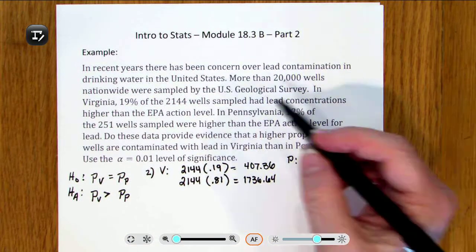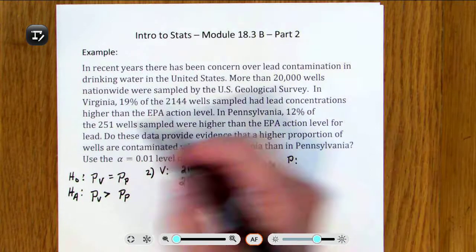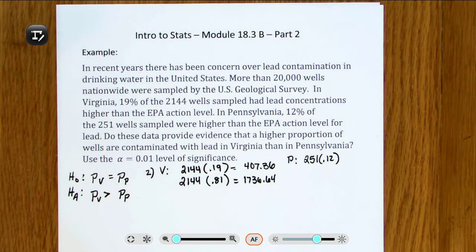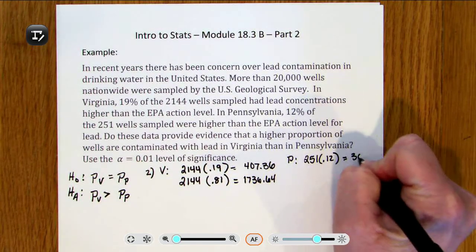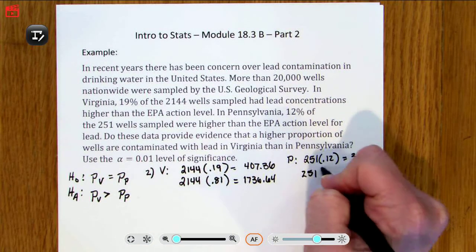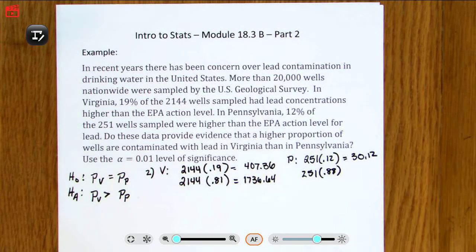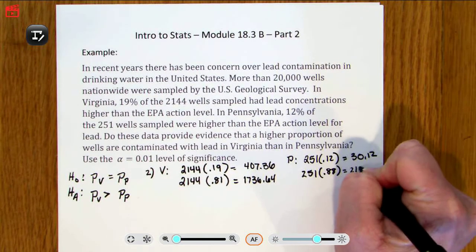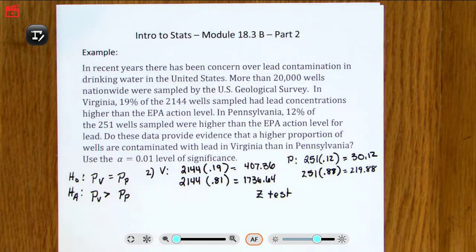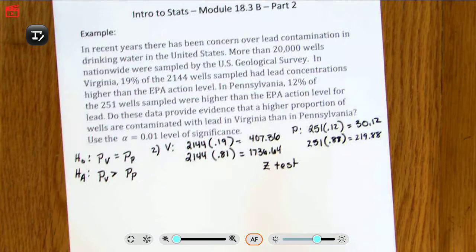Again, both numbers are way larger than 10. For Pennsylvania, we had 251 of our wells, multiplying that by 0.12, so 251 times 0.12 gives me 30.12. And if I take that 251 times 0.88, we will get 219.88. Again, way more than 10, so we can use our z-test.